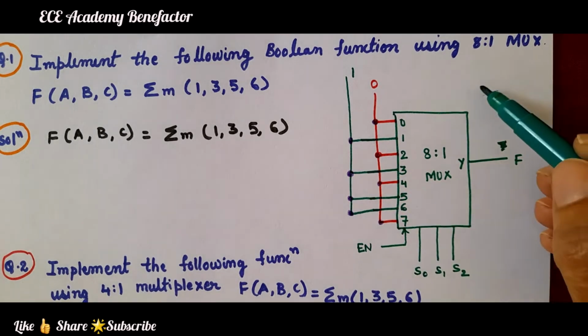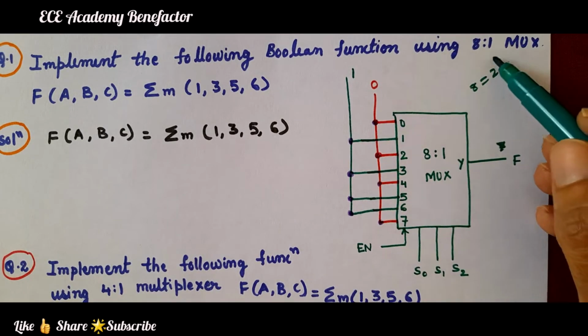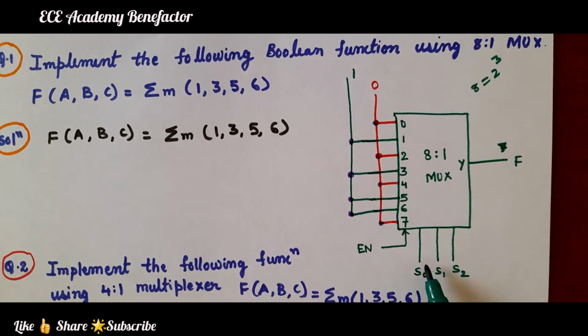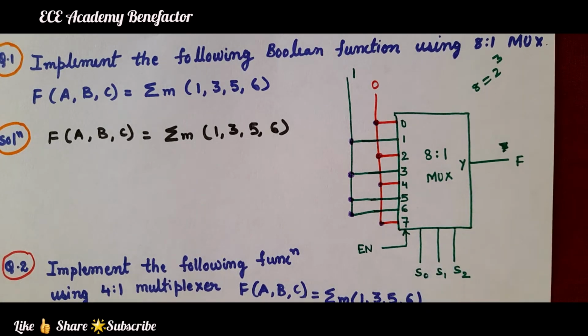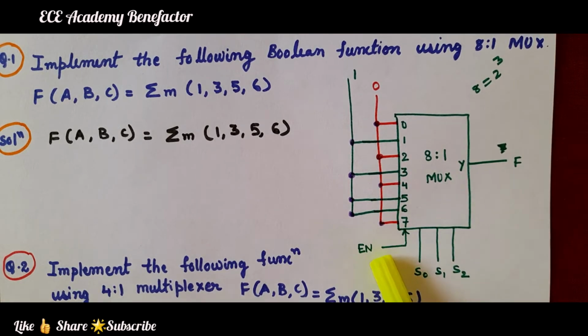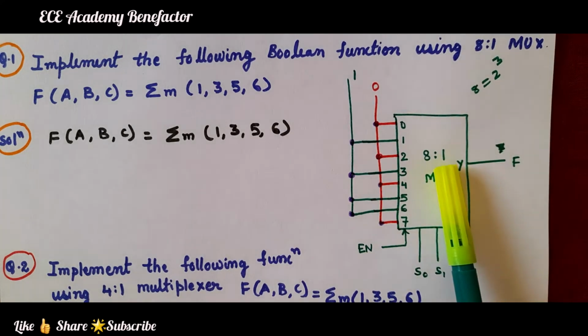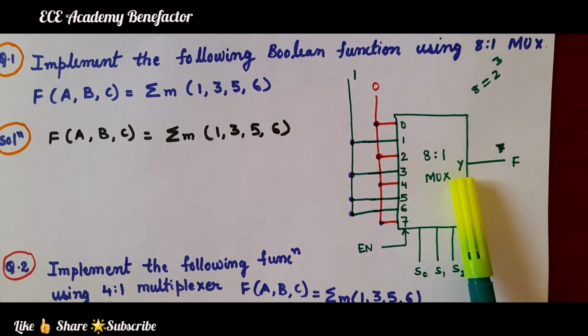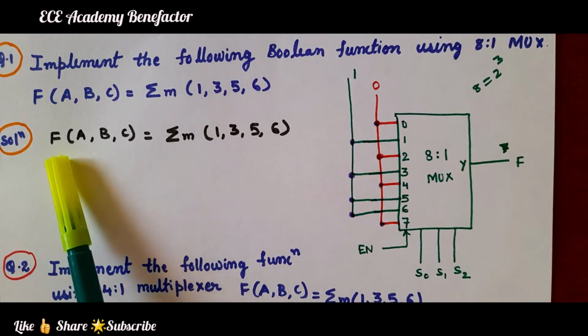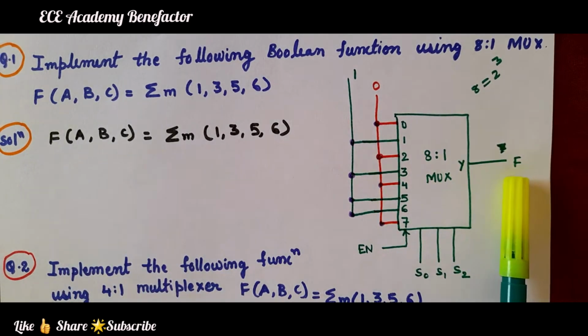8 means 2 to the power 3. So, 3 select lines are taken, 1, 2, 3. 3 select lines are taken as S0, S1, S2. So, 8 inputs, 3 select lines and 1 enable input to enable the multiplexer. 1 indicates 1 output, which is symbolically represented by Y. The output is F here. The function F is coming at the output.